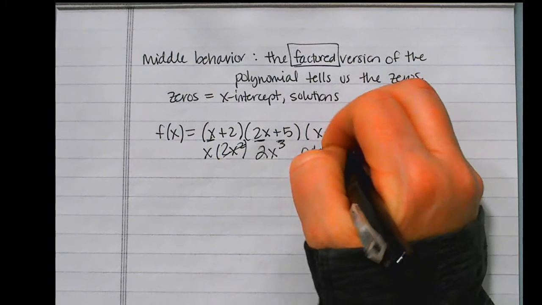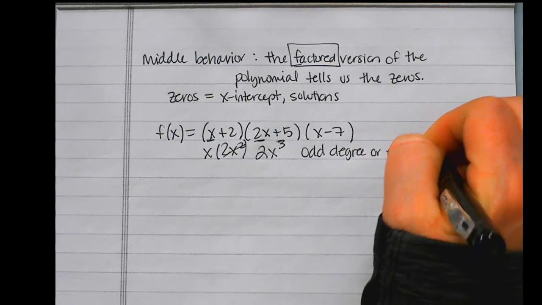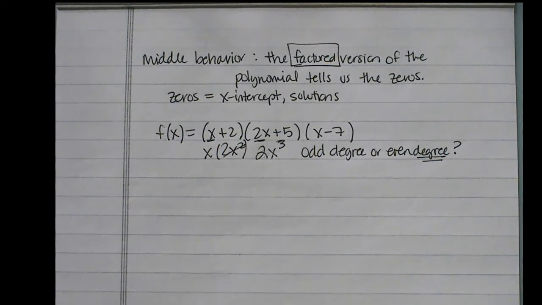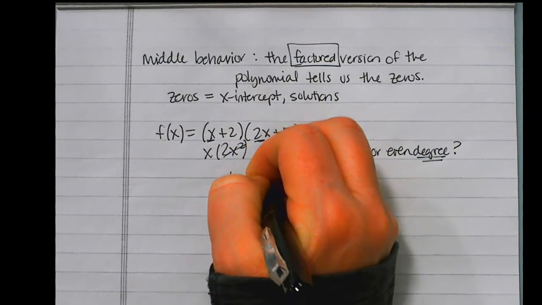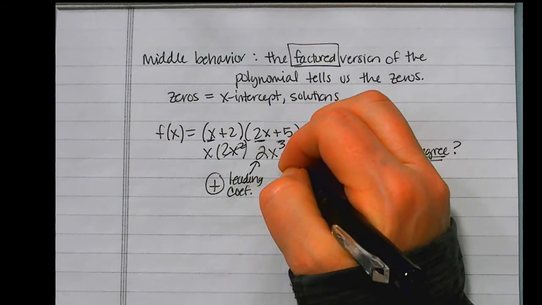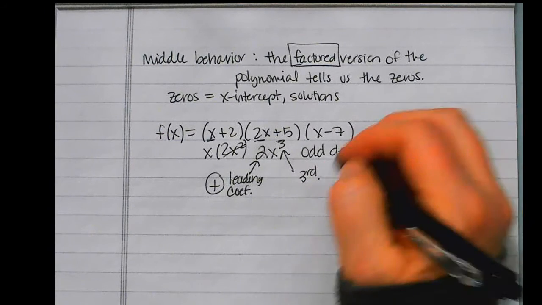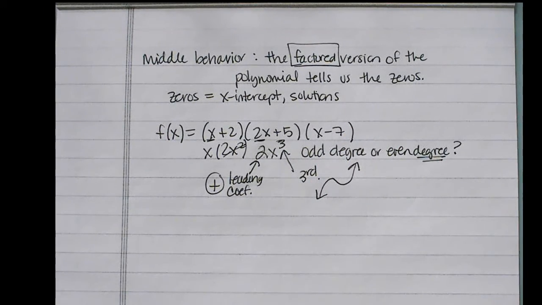Is it an odd degree or an even degree? So degree means exponent. Even or odd? Yep. The exponent. So 2 is the leading coefficient, and it's positive. That's important. But then 3 is our exponent. So it's a third degree, which means it's odd, which means it's going to have something like this end behavior.